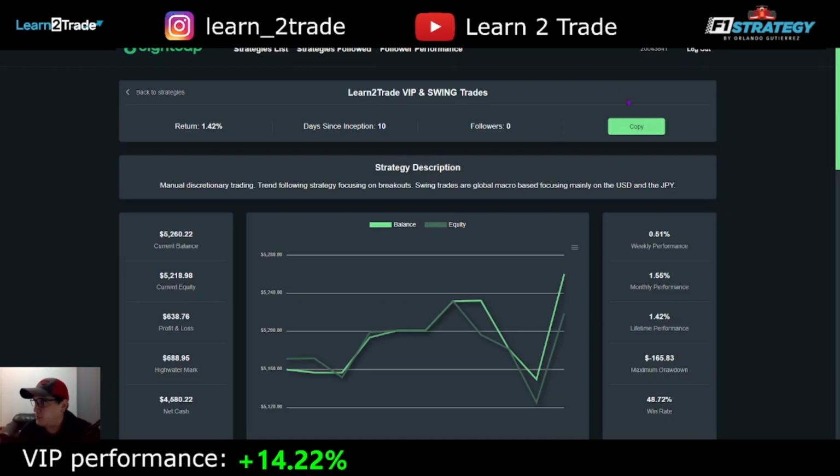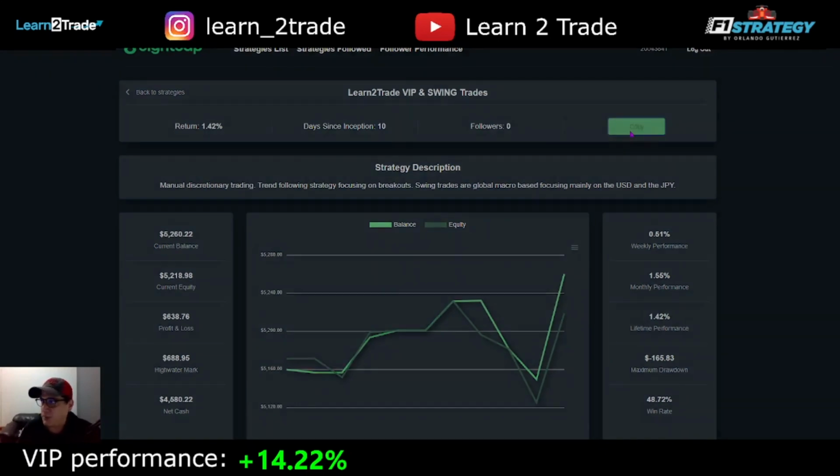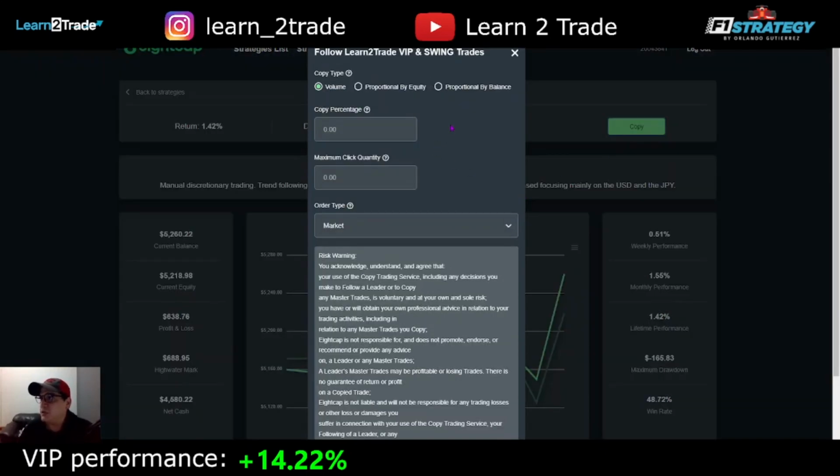It's quite simple. All you have to do is click copy, right? And you can choose whether you want to copy by volume, proportional by equity, or proportional by balance. My advice is that you choose proportional by balance. And if you want to follow our risk parameters, just click here, 100.